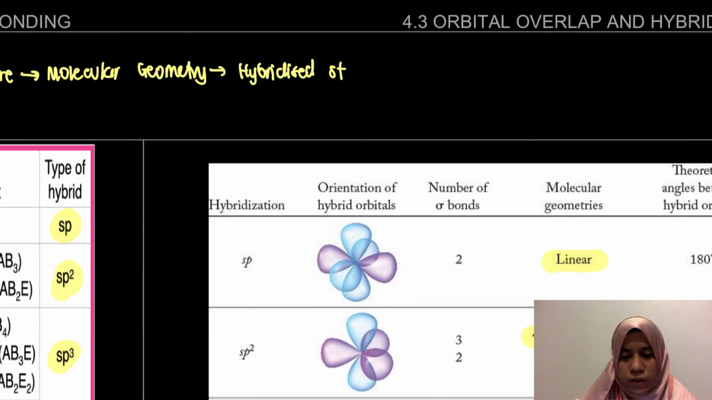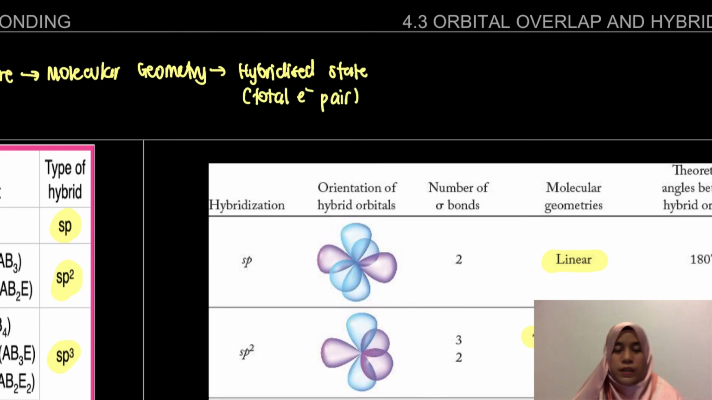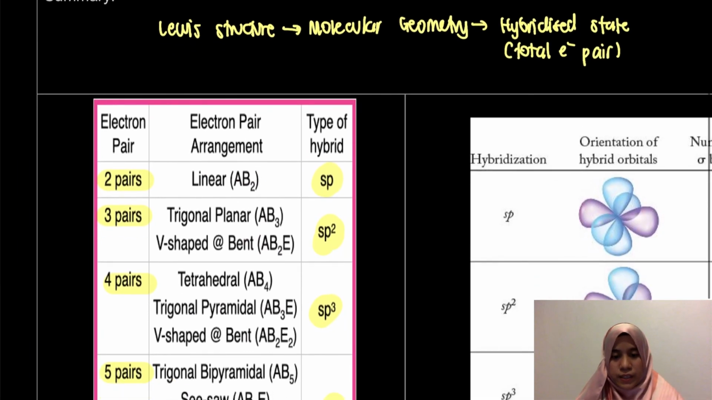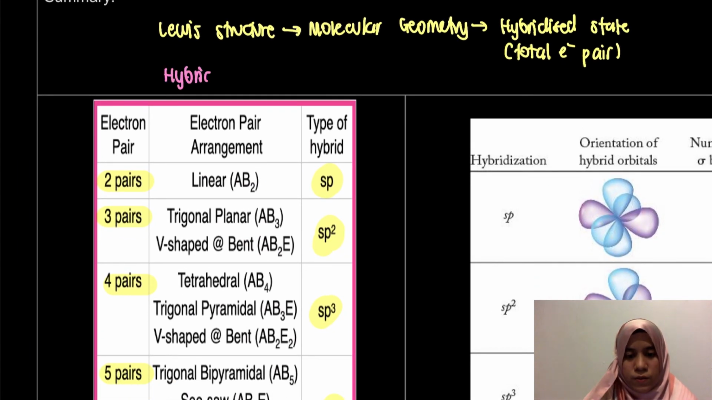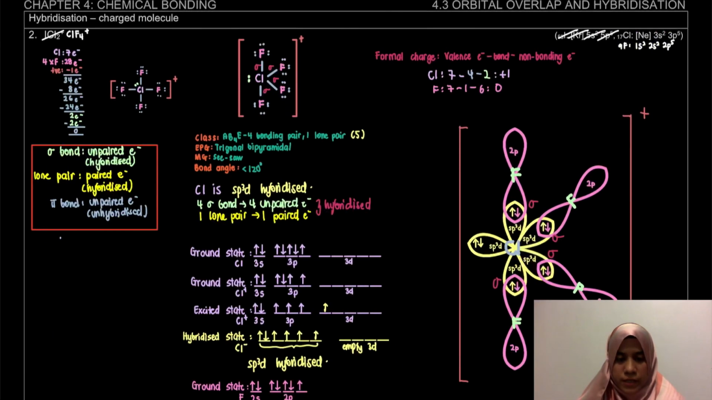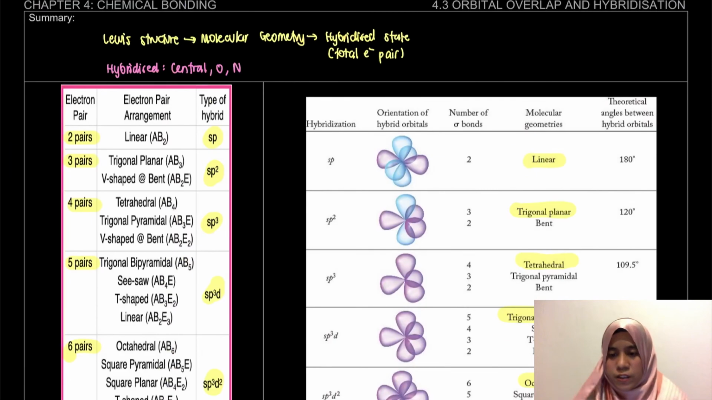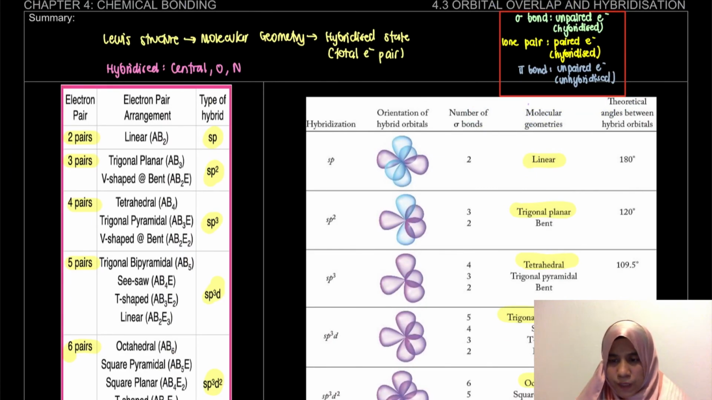Hybridized state tu is based upon total electron pair. Lepas tu ingat hybridized always be our central oxygen dengan nitrogen. Lepas tu, last but not least, yang ni. Kalau sigma bond apa, lone pair apa, pi bond apa.